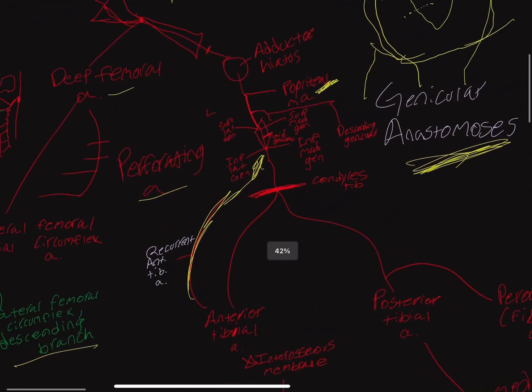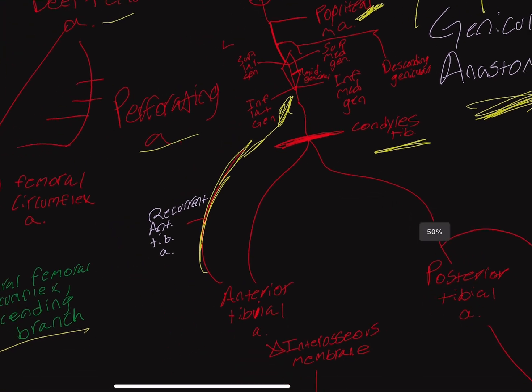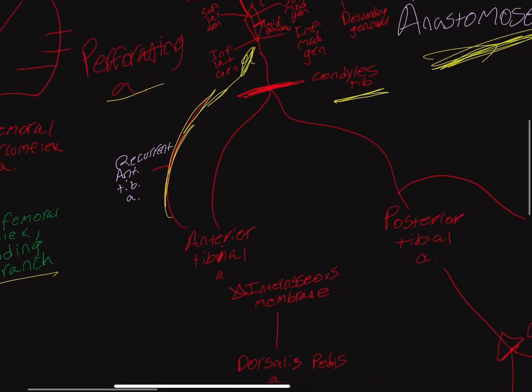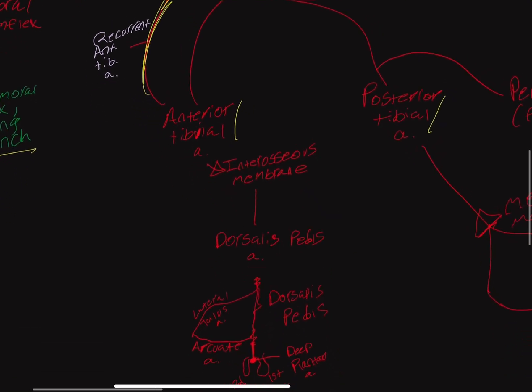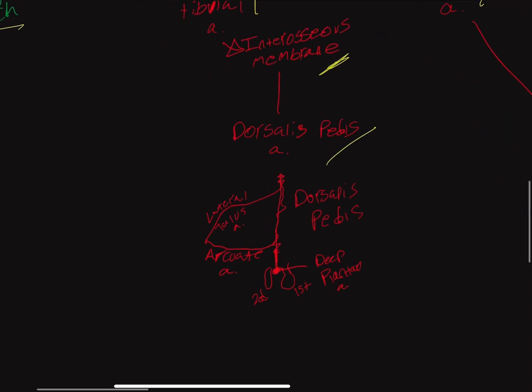Okay, but that's that. Once it passes those condyles of the tibia, just that general area, you're going to have your anterior tibial and your posterior tibial. The anterior tibial is going to pass through the interosseous membrane. It's going to run down, and it's going to help supply blood to the anterior compartment of the leg. It's going to become the dorsalis pedis artery. That dorsalis pedis artery is going to create an anastomosis on the dorsal aspect of the foot.